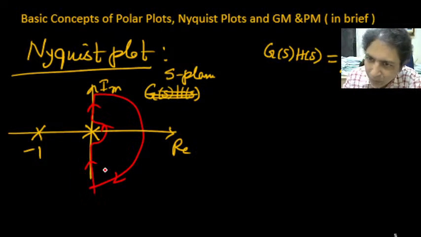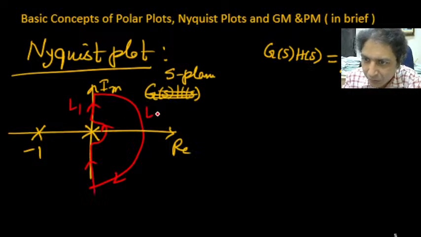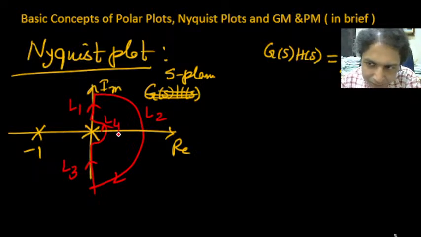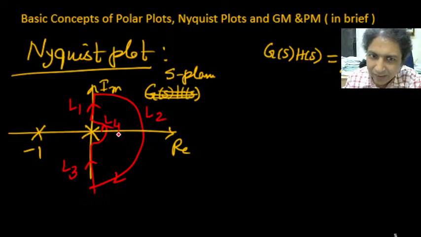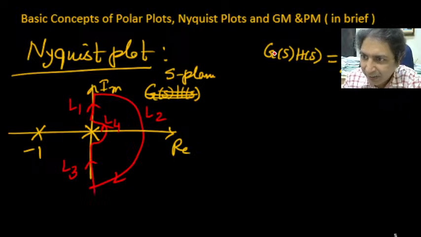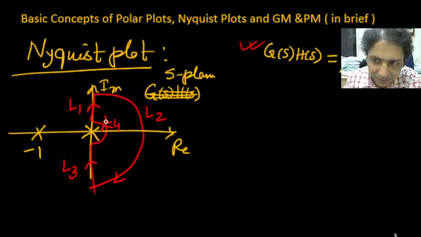So here you will consider a few lines. So this is on the imaginary axis. I will consider this as L1 and this section as L2. This could be L3, this could be L4. That kind of section I can consider. Okay. Then what you will do? You will consider the polar plot for this G(s)H(s), for this L1 section, L2 section, L4 section, everything.